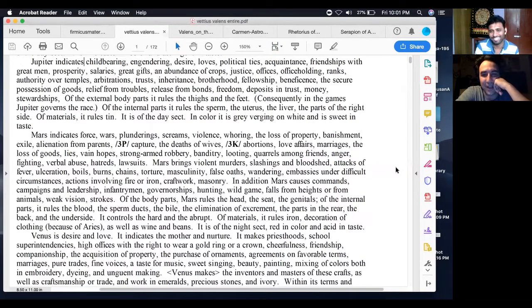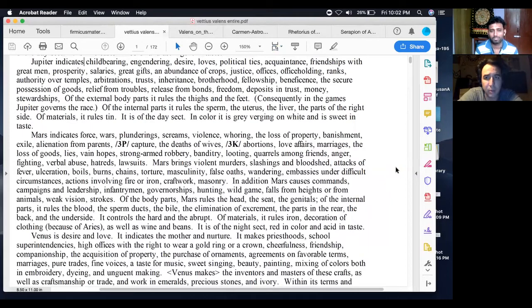So anyway, engendering, I don't really know what that means, to be honest. Desire, loves, political ties, acquaintance, friendships with great men, prosperity, salaries, all these great, wonderful sorts of things that bring us together and engender this. Maybe it's engendering all this stuff that's generally auspicious. There's a sobriety and goodness to a well-placed Jupiter. It upholds the law. Authority over temples, arbitrations, trusts, inheritance, brotherhood, fellowship, beneficence. It's the complete opposite of Saturn, basically. Relief from troubles, whereas Saturn gets us into troubles. Release from bonds, freedom, deposits in trust, money, stewardships, all things that give us prosperity and expansion and give us peace of mind and create integrity and harmony of our entire life and body.